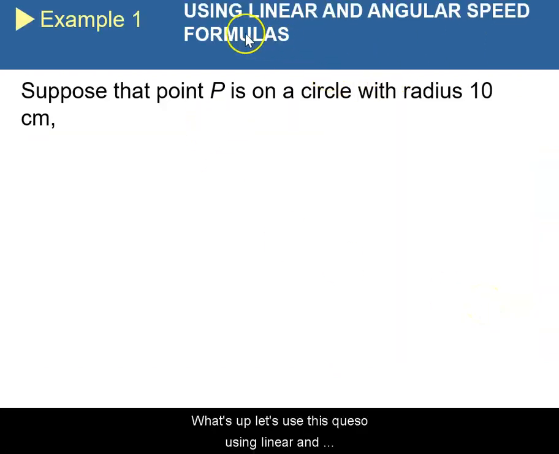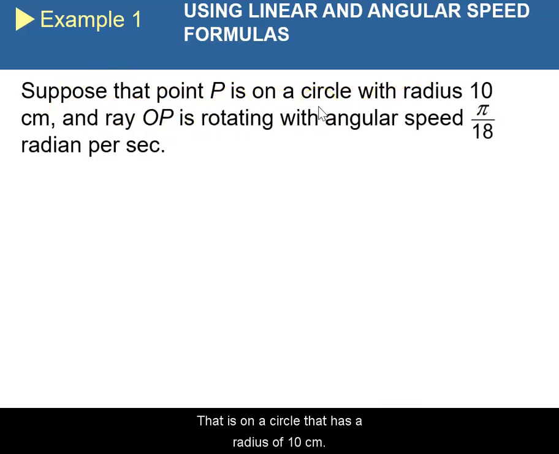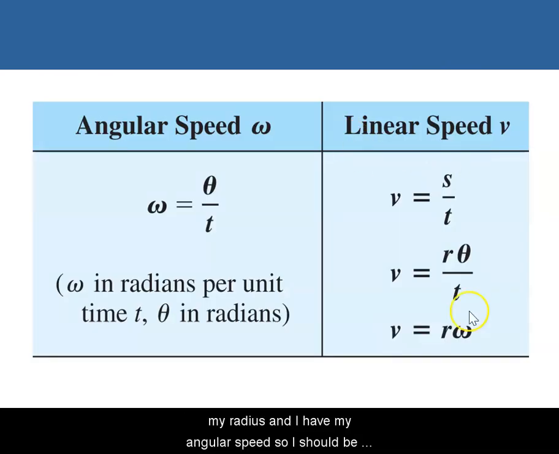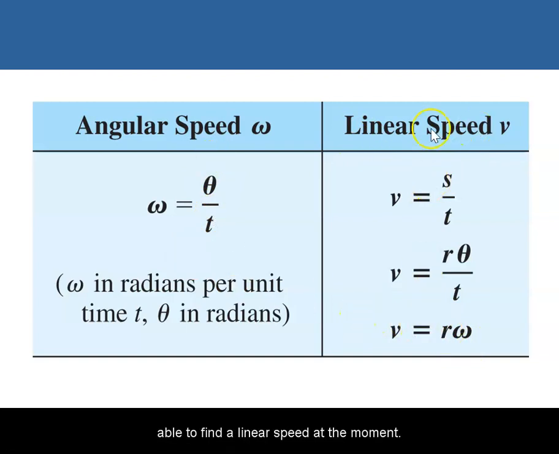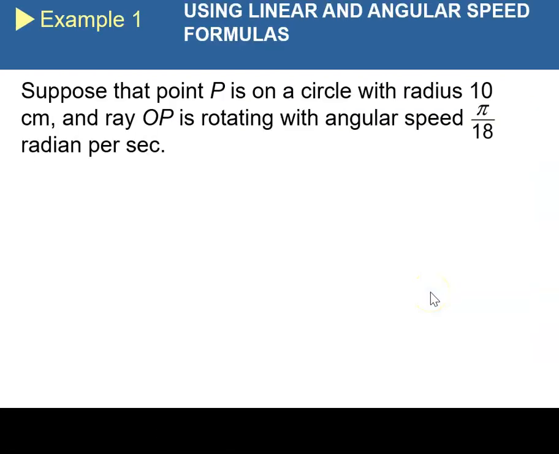So let's use this. Using linear and angular speed formulas, suppose that we have a point P that is on a circle that has a radius of 10 centimeters. We have a ray, OP, that's rotating with an angular speed of pi over 18 radians per second. So let's just stop and think real quick. What do we have? I have a radius and I have my angular speed. So if I go back to my formula, I should be able to find a linear speed at the moment, right?